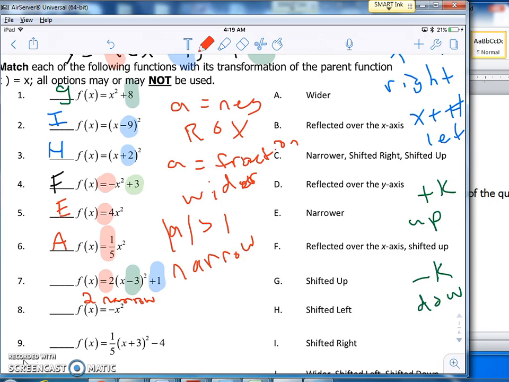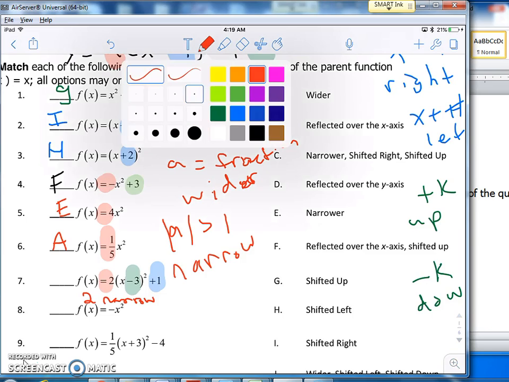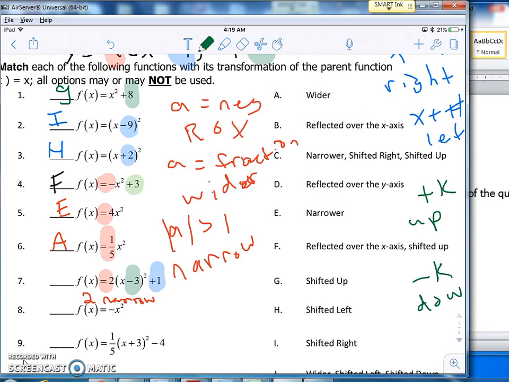That -3 is going to make it go right, and the +1 is going to make it go up. So we're looking at something that's narrow, right, and up, and it looks like that's C.